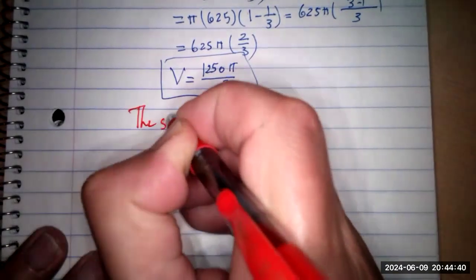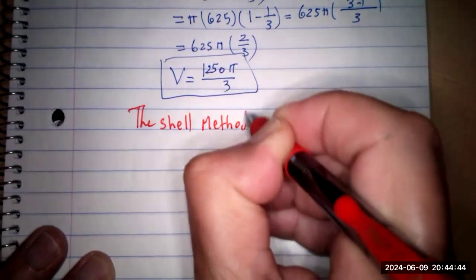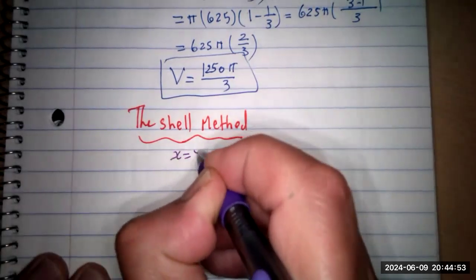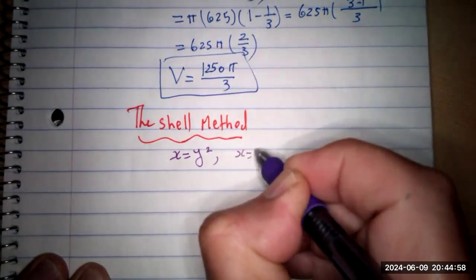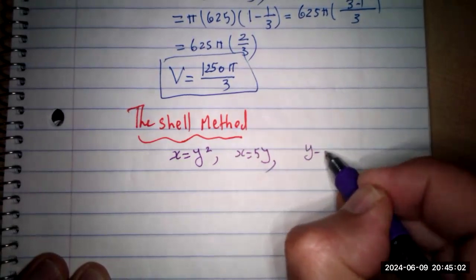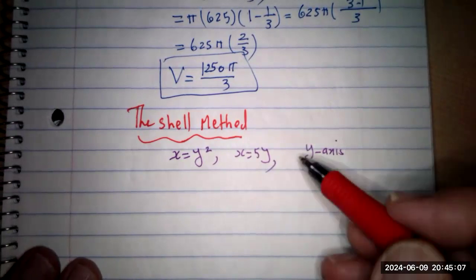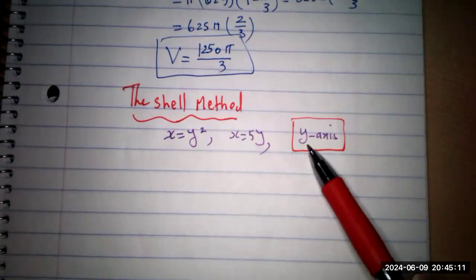So what's going to be the shell method? In the shell method, you have to change it. Let's see what we have. We have two functions. We have x equal to y squared, and we have x equal to 5y. And we have the y-axis. So you cannot change this. You have to keep it. So the axis of revolution is y.